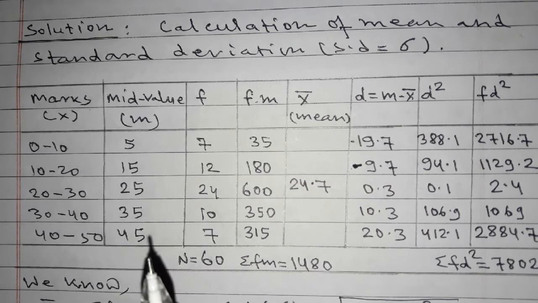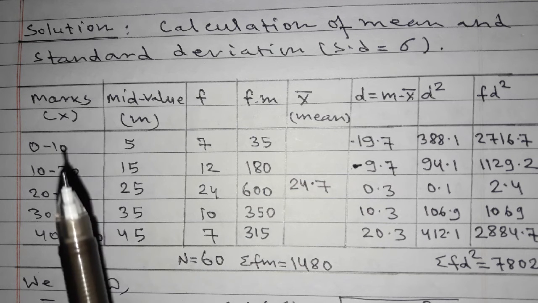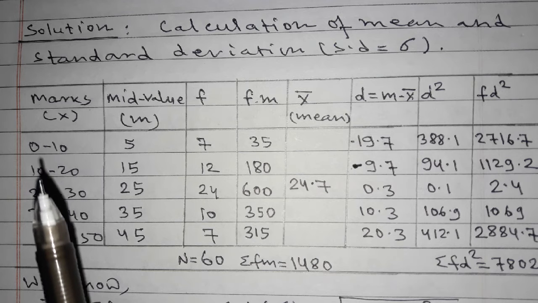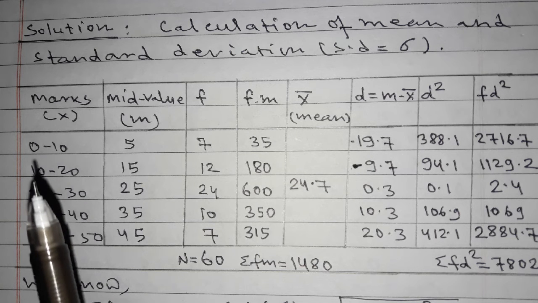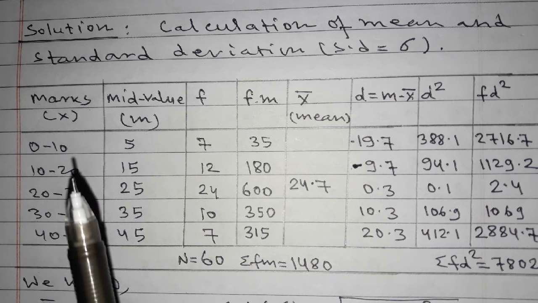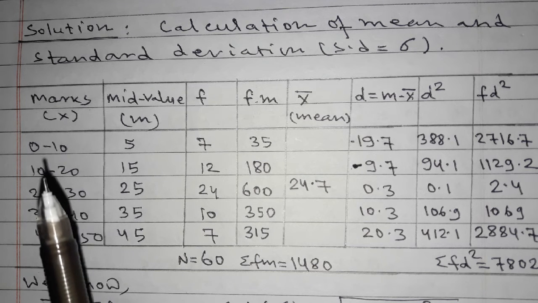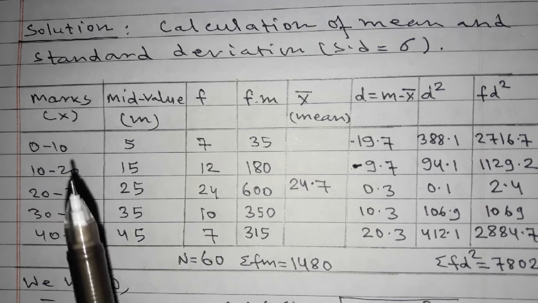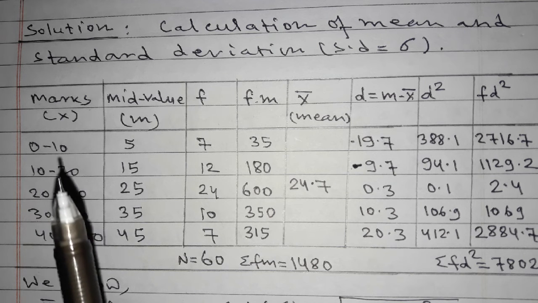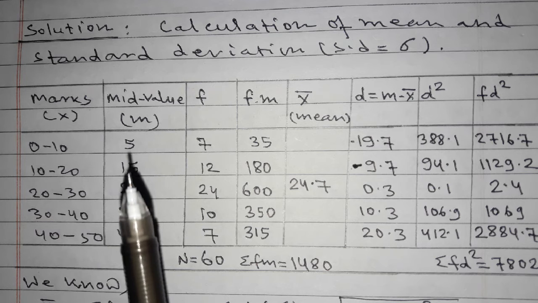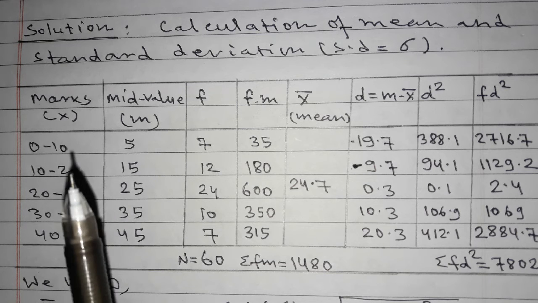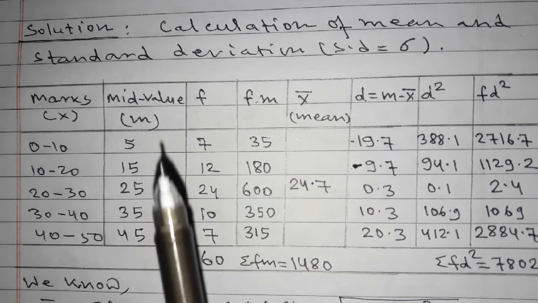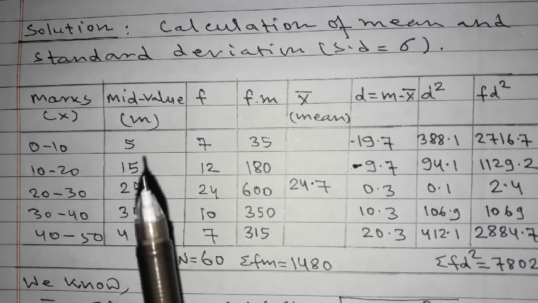So first we have to find out the mid value of the marks. To find the mid value, we have to add lower limit and upper limit. The first value is called lower limit and the second value is called upper limit. 0 is lower limit and 10 is upper limit. So we have to take the sum, that means we have to add 0 and 10. The sum of 0 and 10, that means 0 plus 10 is 10, and then we divide by 2. So we have to take the sum of lower limit and upper limit and divide by 2. Then we get the mid value.